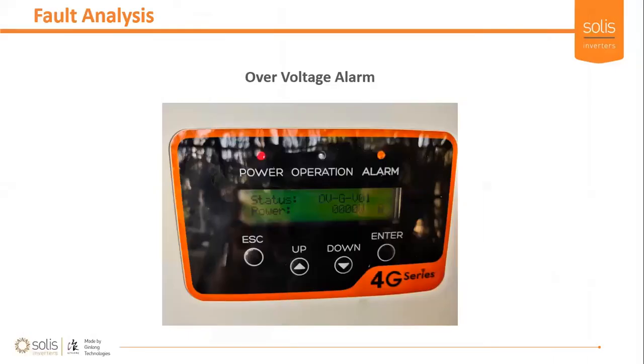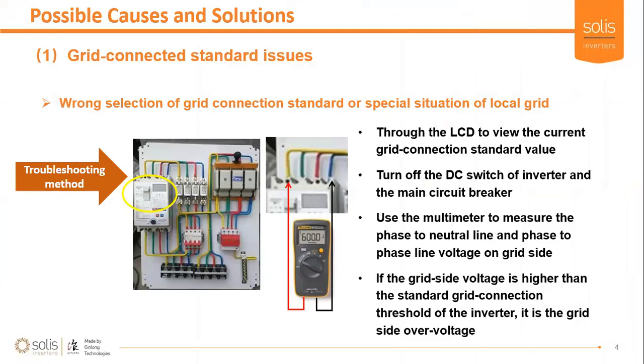This kind of over voltage alarm occurs on our inverter display, where the display shows OVGV01, where OV stands for over voltage, G stands for grid, and V01, where 01 is the alarm error code. Now, for the over voltage alarm, the fault analysis will be the grid connection standard issues. These occur mainly due to the wrong selection of grid connection standard or due to a special situation of the local grid.